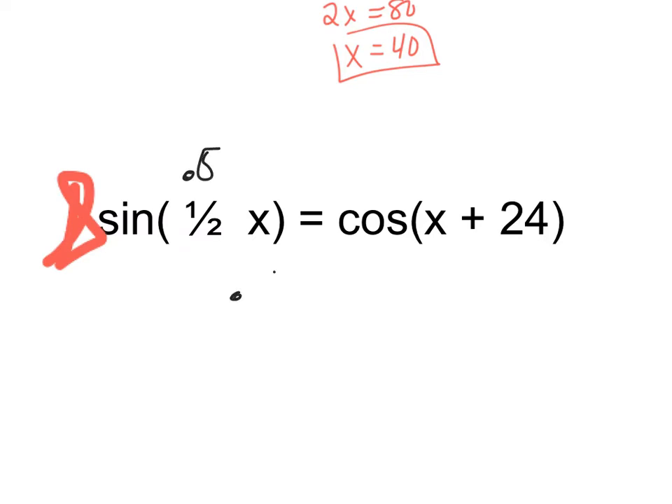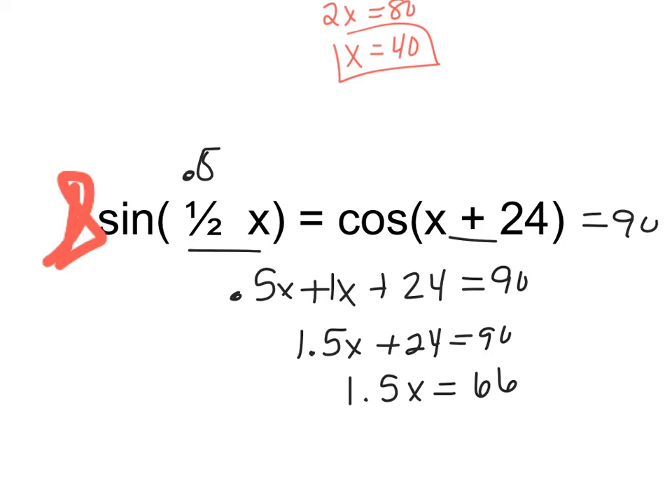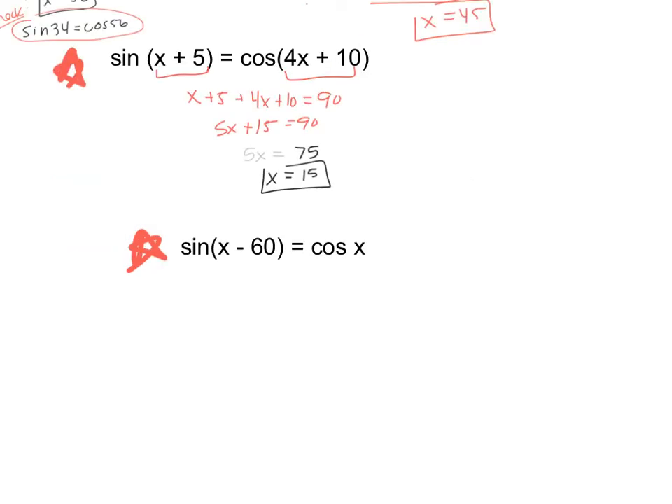So I have 0.5x plus x plus 24, and that's equal to 90. Remember, angle plus angle equals 90. 0.5 plus 1 is 1.5x plus 24 equals 90. I now subtract 24 and I get 1.5x equals 66. Divide by 1.5 and I get x equals 44. Boom, final answer.